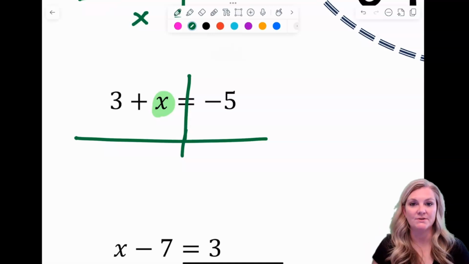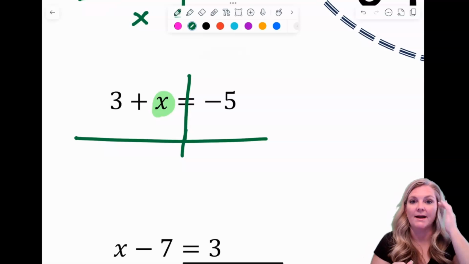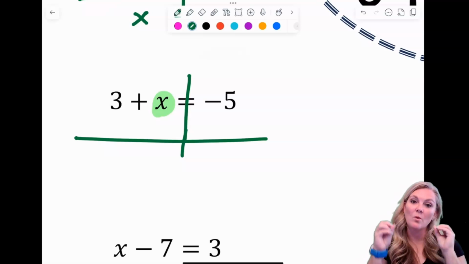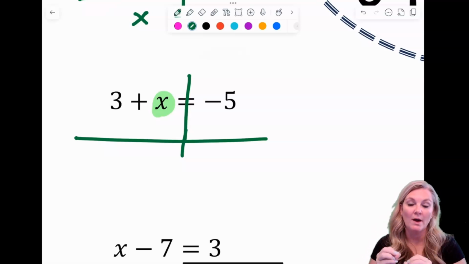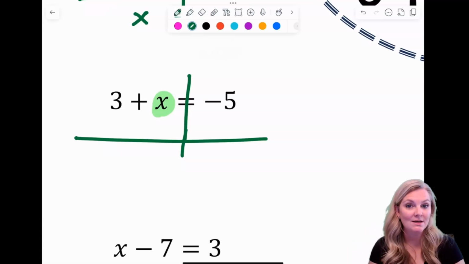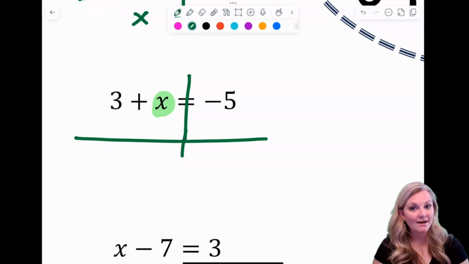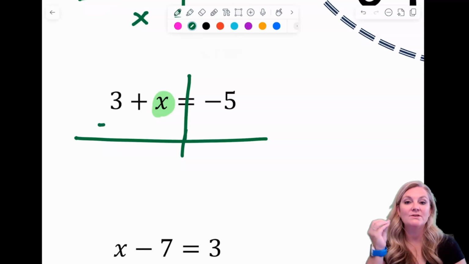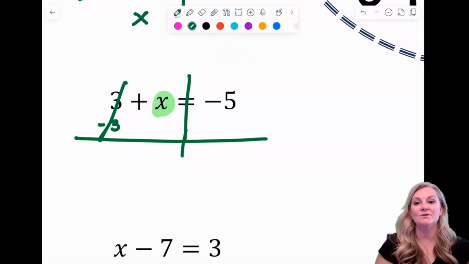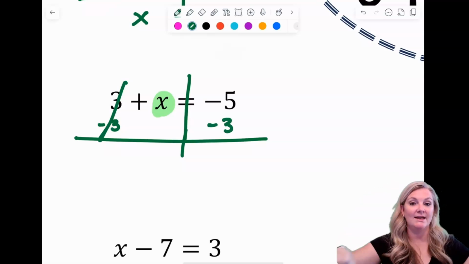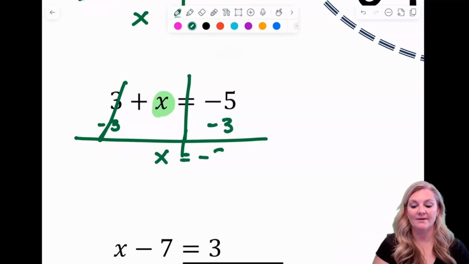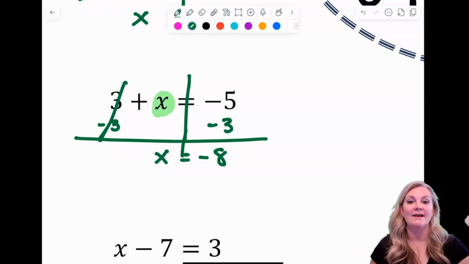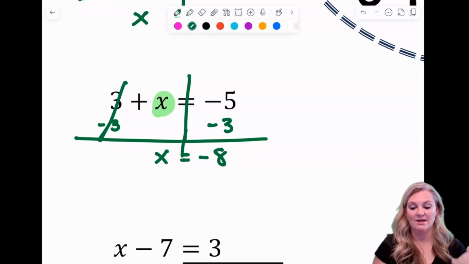If you don't know what that 3 is doing yet, that's fine. But I want to cancel. I want that 3 to go away. So how do I get rid of a positive 3? Is I subtract 3. And again, what I do to one side, I have to do to the other side. Again, that's me showing that I canceled that side out. So all I'm left with on the left side is x, and negative 5 minus 3 is negative 8.